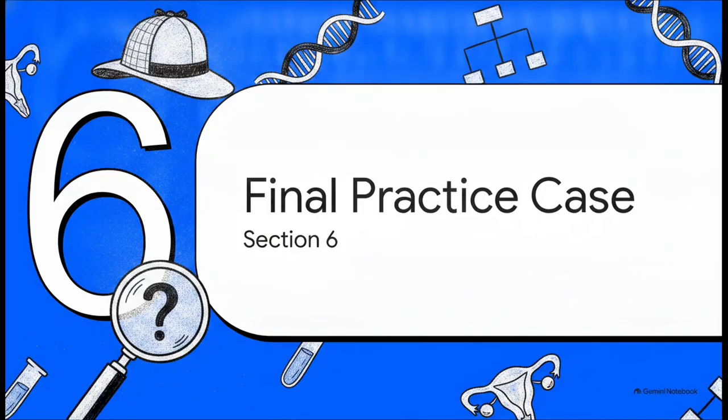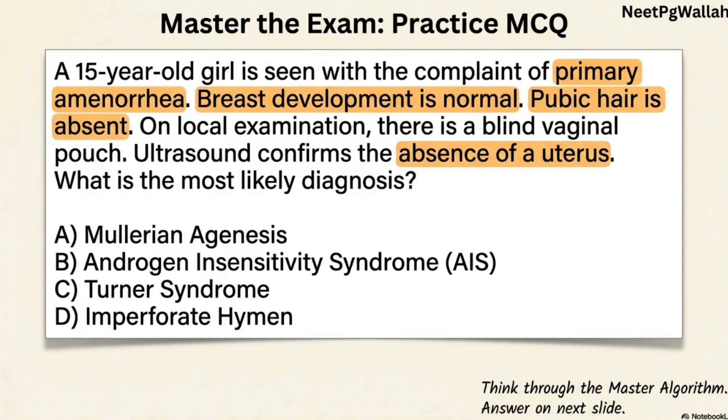Finally, we arrive at Section 6, Final Case, Practice MCQ. Time to put on that detective hat one last time. Let's test everything we've learned with a real-world scenario. Here's our patient. A 15-year-old girl comes in with primary amenorrhea. She has normal breasts, completely absent pubic hair, a blind vaginal pouch, and an absent uterus.